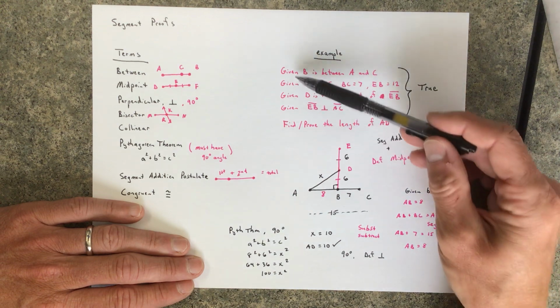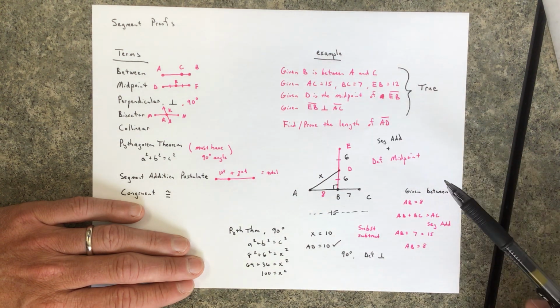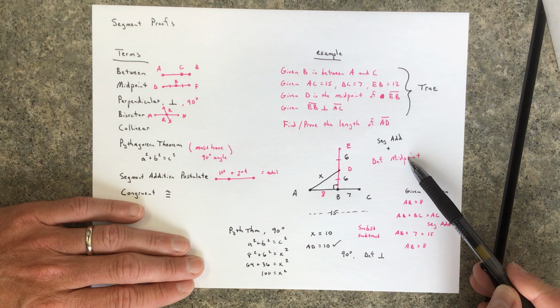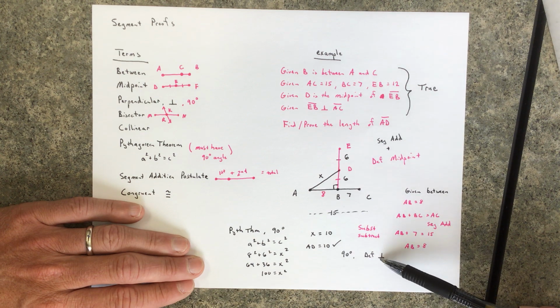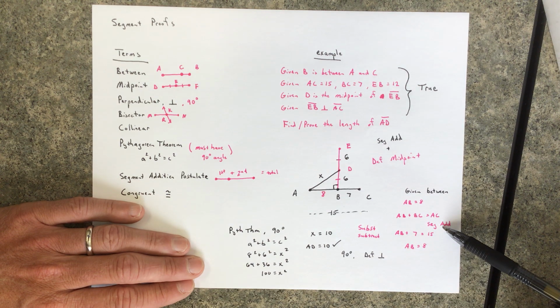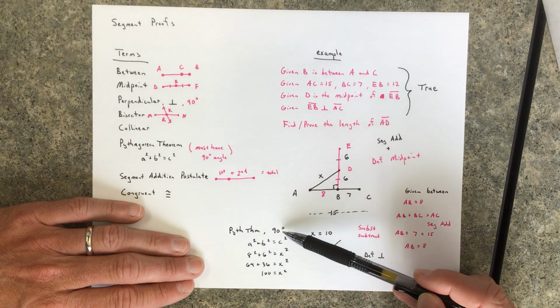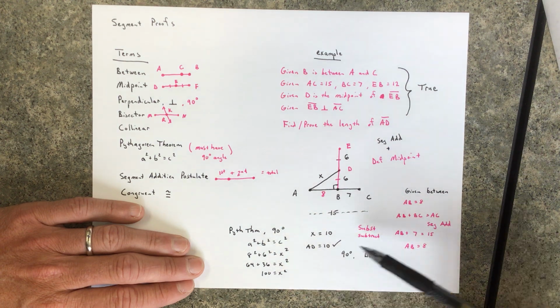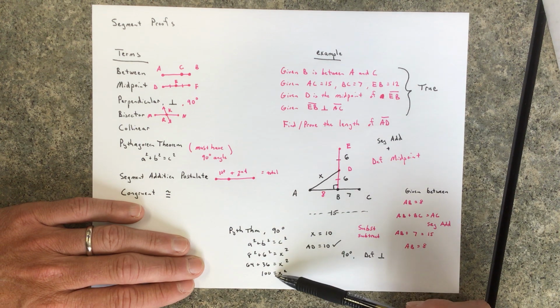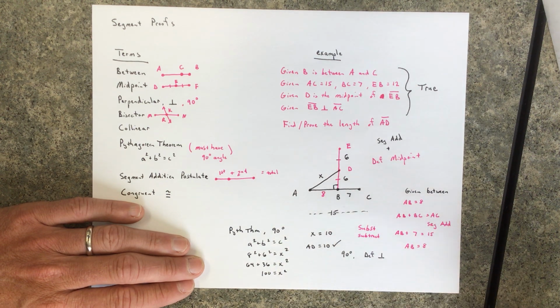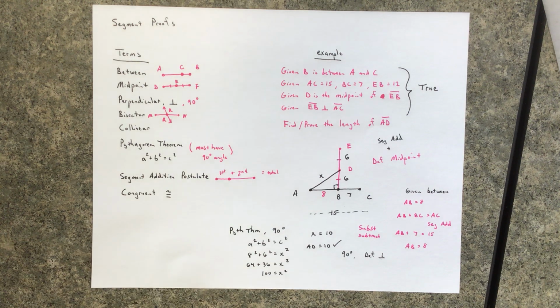Everything was either a given piece of information or I justified it with the definition of what it means to be a midpoint, what it means to be perpendicular. I used the segment addition postulate. I used the Pythagorean theorem, and I told you why I was allowed to use the Pythagorean theorem. And then I did a couple algebra steps, right? I subtracted or I substituted. In this case, I did the same thing. I did some algebra, and then I got AD was 10. This is what a segment proof will look like. Hopefully this helps you get started on those questions.